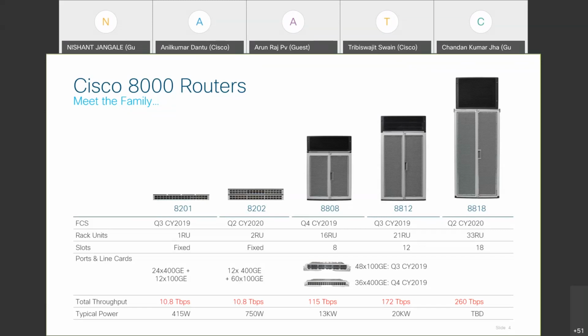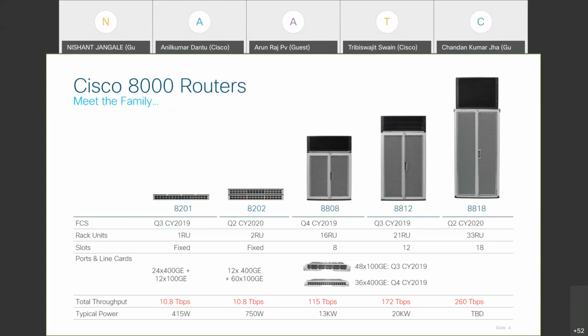So it is a very simple architecture, but though it has a single chip, it has a throughput of 10.8 Tbps, plus it supports 400 gig ports. On an 8201, you have 24 400 gig ports and 12 100 gig ports. So it's a huge number with regard to port density as well as throughput capacity. But coming to the distributed system, that is 8808, 12 and 18, the series is like 8808 means it has 8 line cards.